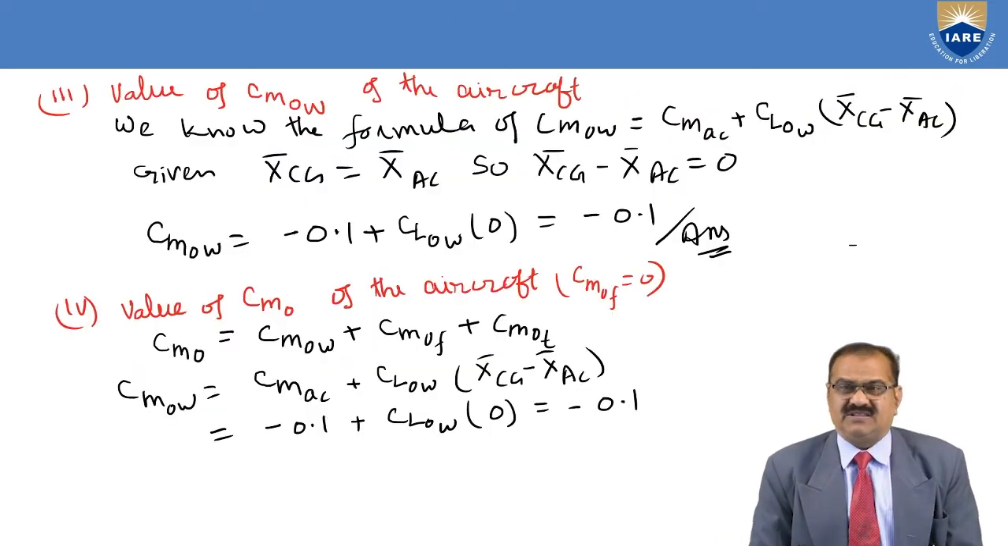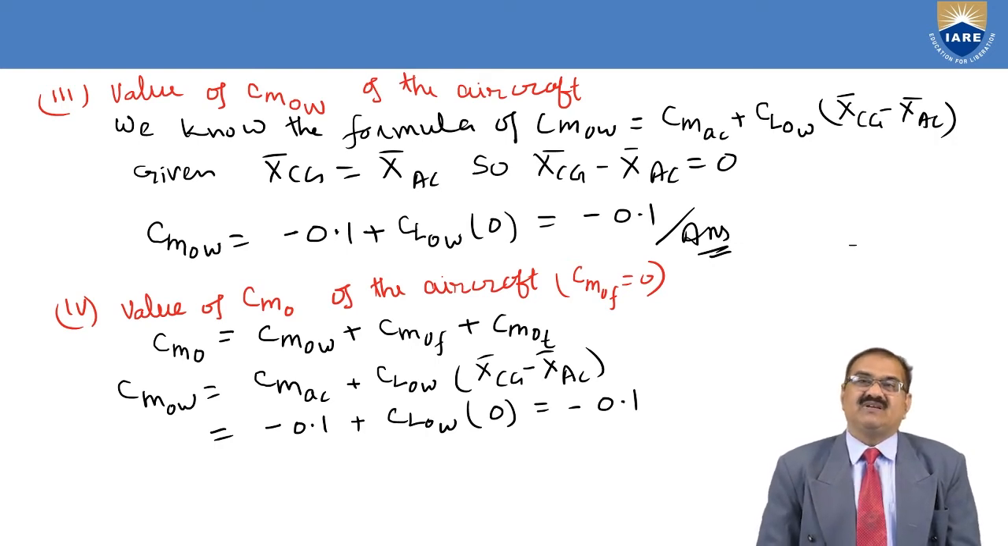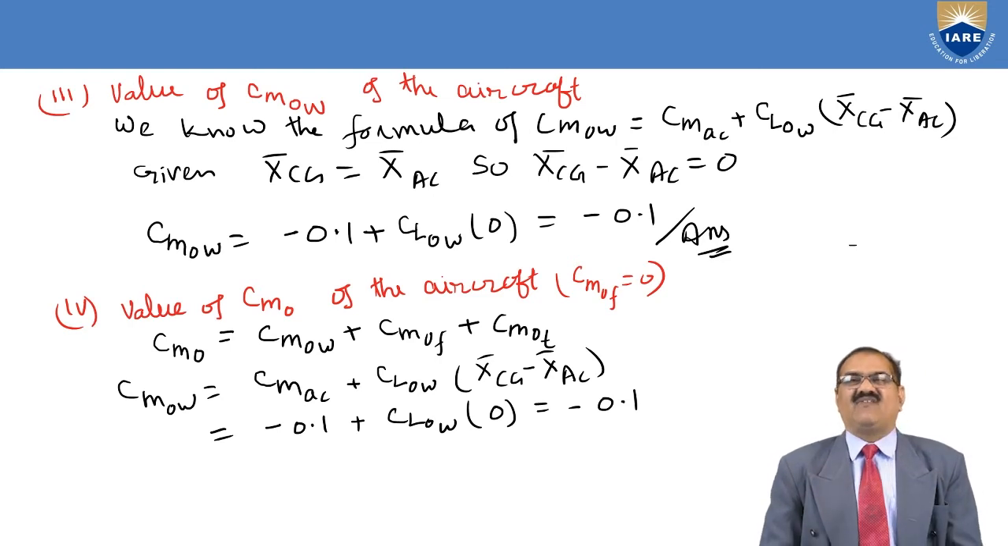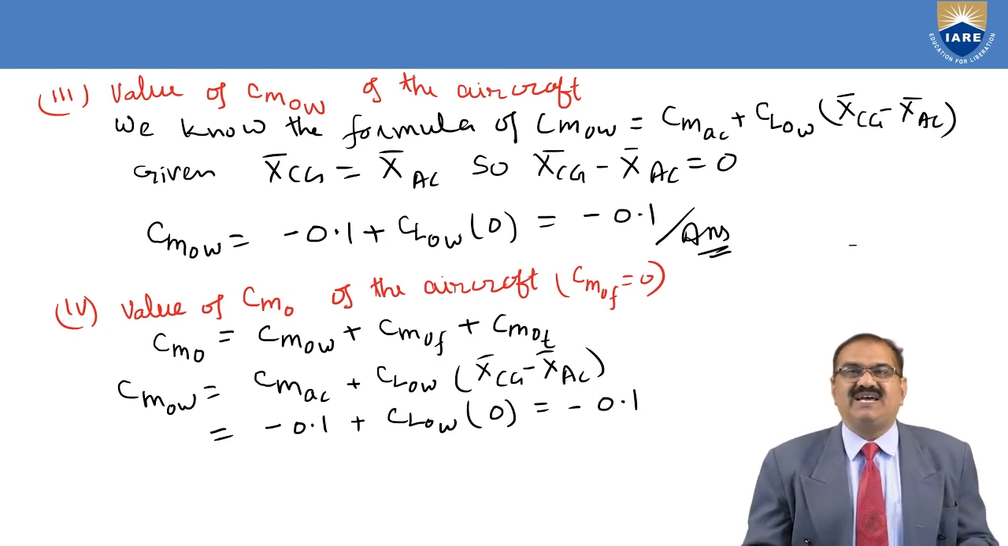Now the third case is the value of Cm naught W of the aircraft. So Cm naught W is what? It is the coefficient of moment at 0 degree angle of attack for the wing. Means at 0 angle of attack, what will be the coefficient of moment of the aircraft?